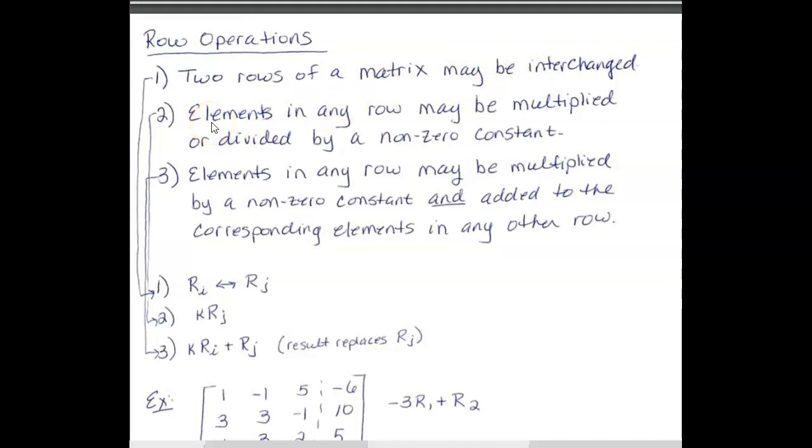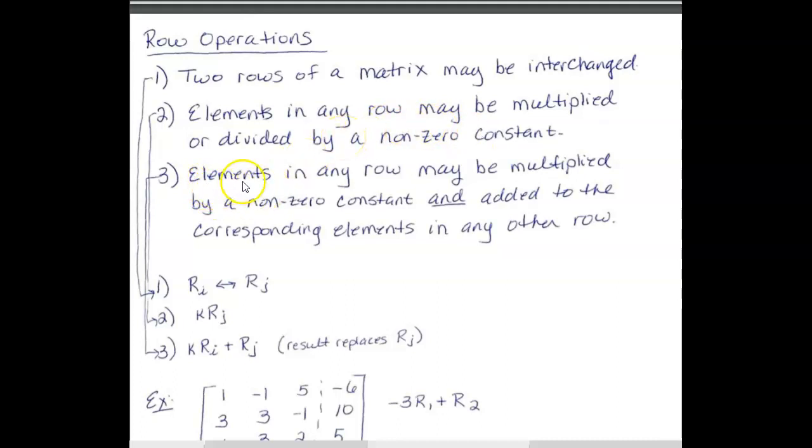Step 2, or the second option, we can take elements in any row and multiply or divide them by any non-zero constant. We do that when we solve by elimination. If we have to create opposite coefficients in front of two variables, we might multiply an entire row by a -3, or we might multiply a whole row by a 4. So that's really all that this means.